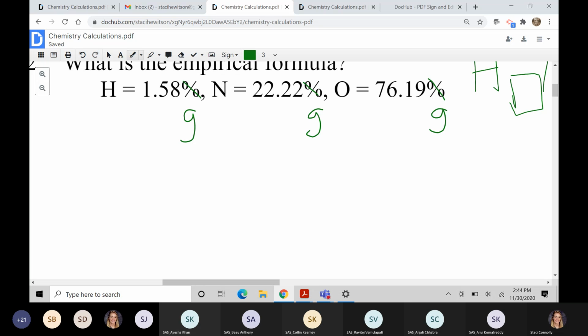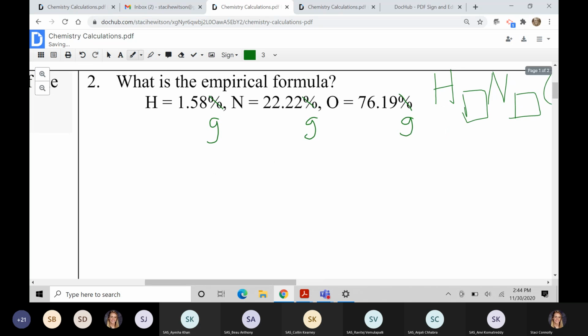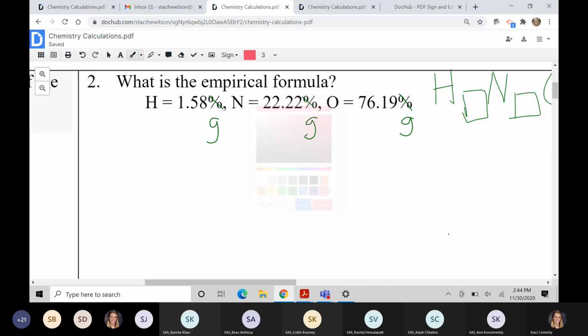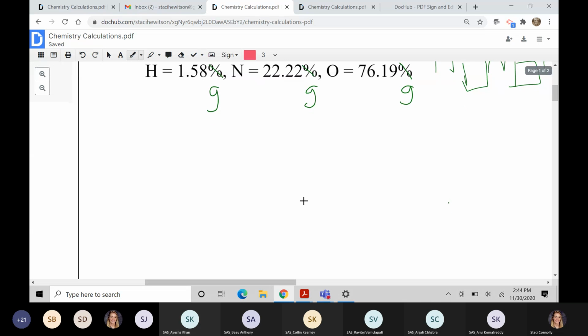Okay, and once you've done that, we're going to take those grams and turn them into moles. And that is our first step. Take those grams and turn them into moles. So let's start with hydrogen, and then we'll do nitrogen, and then we'll do oxygen. So let's start with hydrogen right here.